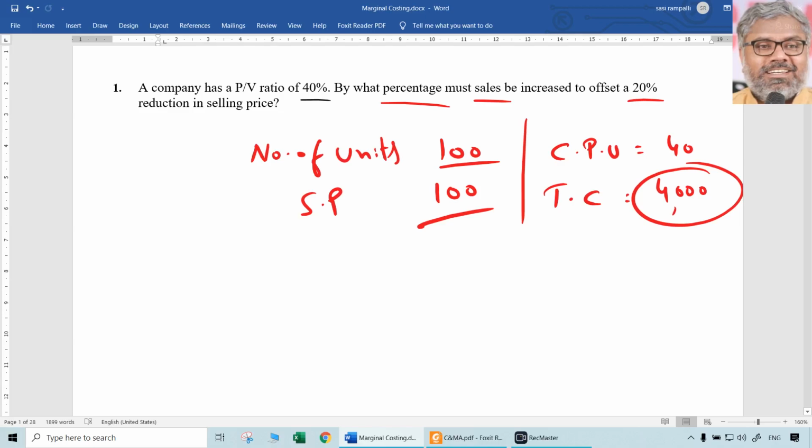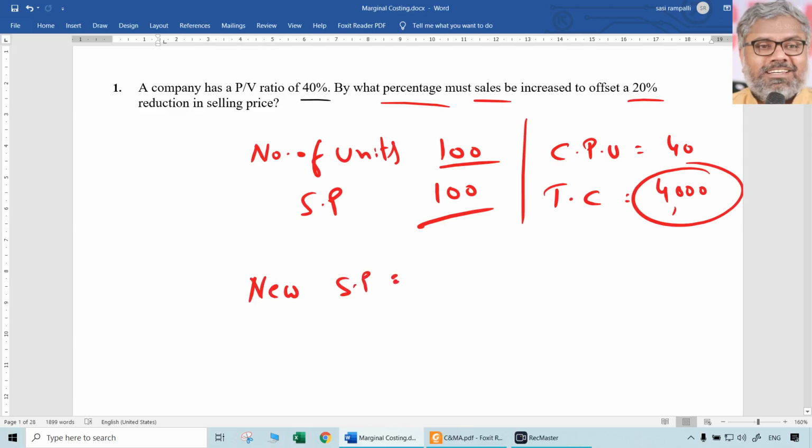But the expected contribution is supposed to be the same, because they want to earn the same profit. Fixed cost obviously will be the same. That means contribution also is supposed to be the same, maintained at 4,000 rupees. Now, if at all 4,000 rupees contribution is required and selling price is reduced by 20%. So, selling price reduced by 20% means the new selling price will be how much?